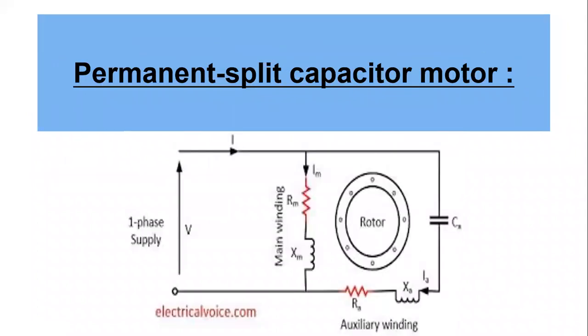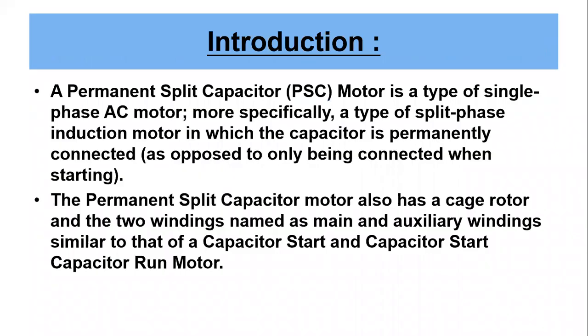Here we can see the permanent split capacitor motor diagram. Here we can see the rotor, one phase supply, windings, auxiliary winding, resistors, reactance, current flowing. And now here's the introduction.